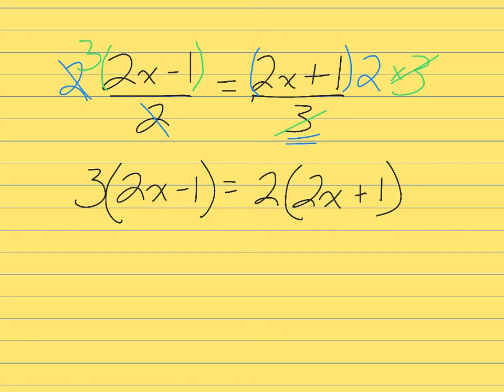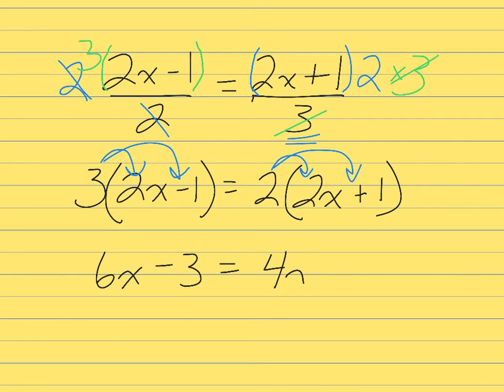Now what that has done though is it's actually given me a little extra step, because now I have to distribute. So I need to distribute the 3 and I need to distribute that 2 so I can get rid of these brackets. In order to multiply, I had to add in those brackets. Now I want to get rid of those. So 3 times 2x, that is 6x. Don't forget, 3 times negative 1, negative 3. On the right-hand side, 2 times 2x is 4x. 2 times positive 1 is positive 2.